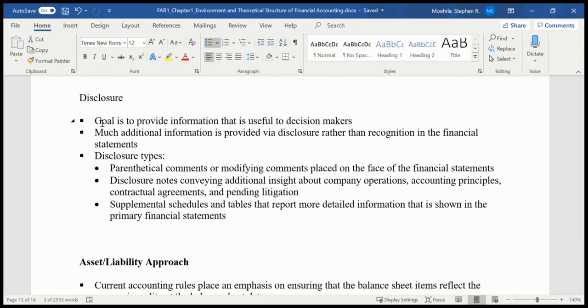It might take the form of supplemental schedules and tables that report much more detailed information regarding information that is provided on the primary financial statements. Again, like the income statement, the balance sheet, the statement of shareholders' equity. Okay, so that's what disclosure refers to. You're going to develop many disclosures.